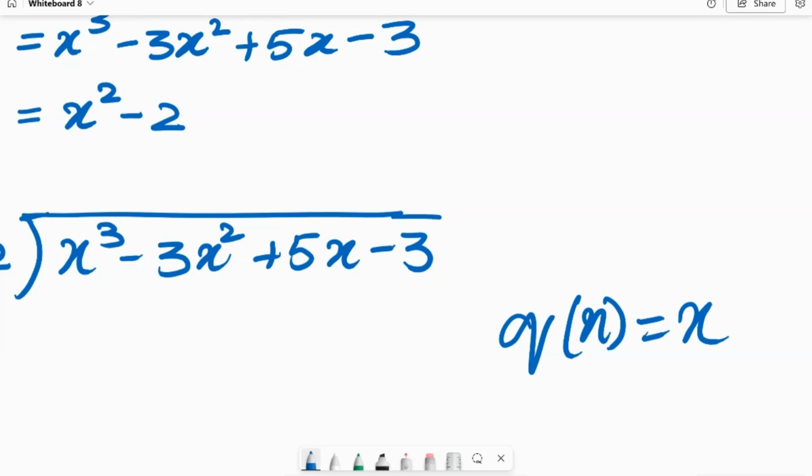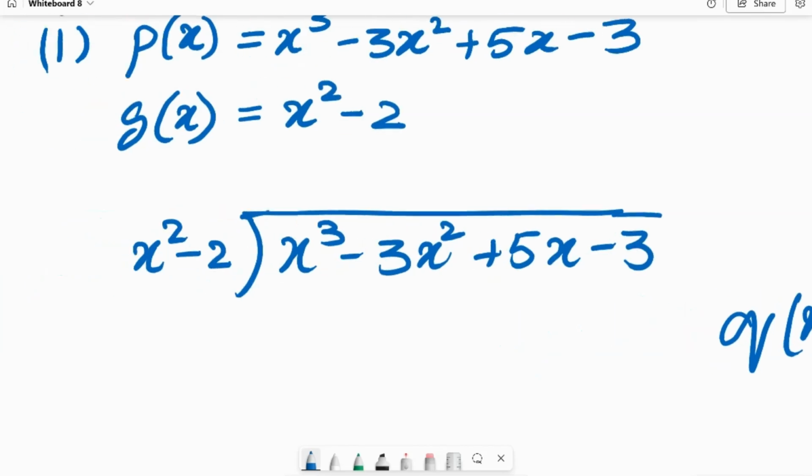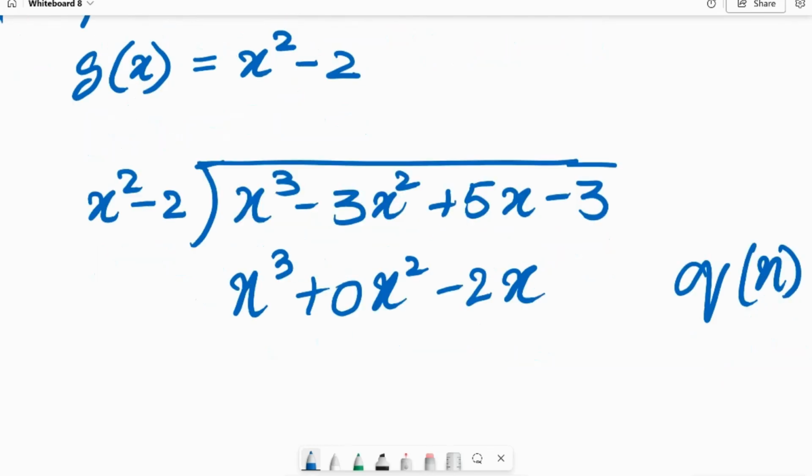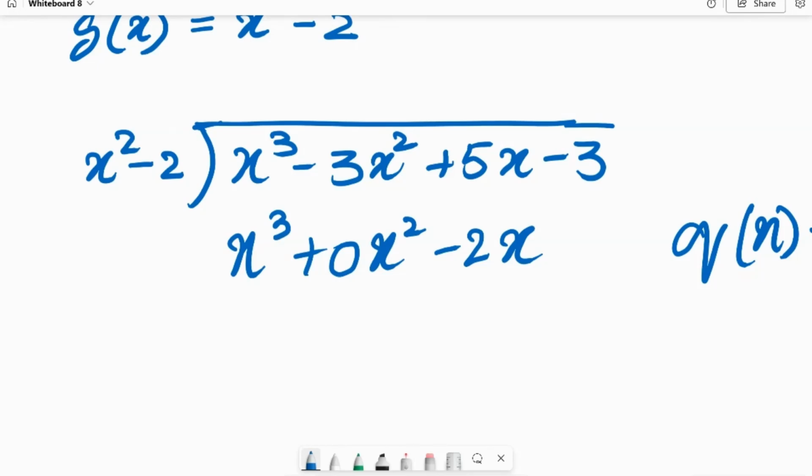So we multiply x with all terms of g of x. So we have x into x square is x cube. Next, minus 2 into x is minus 2x. Let's write it here below 5x. And since there is no x square term, let's replace it with 0 x square. So after writing 3 into 3 equal to 9, we change the sign from plus 9 to minus 9 to subtract it. In the same way here, we change the signs. So plus x cube is replaced with minus x cube, and 0x square plus will be minus, and minus 2x will be plus 2x.